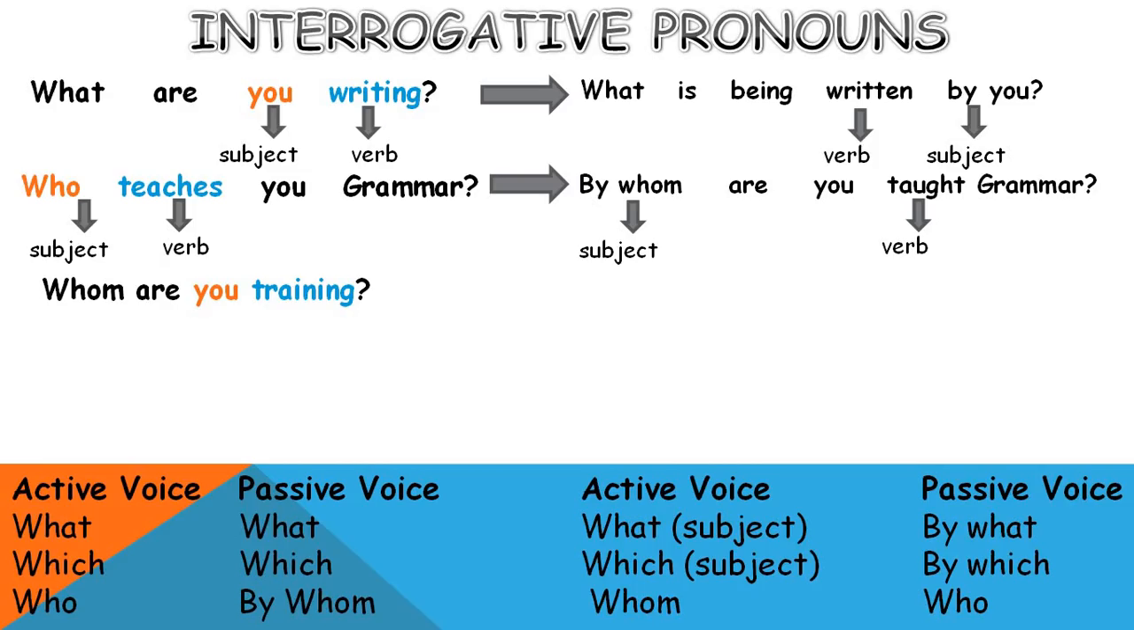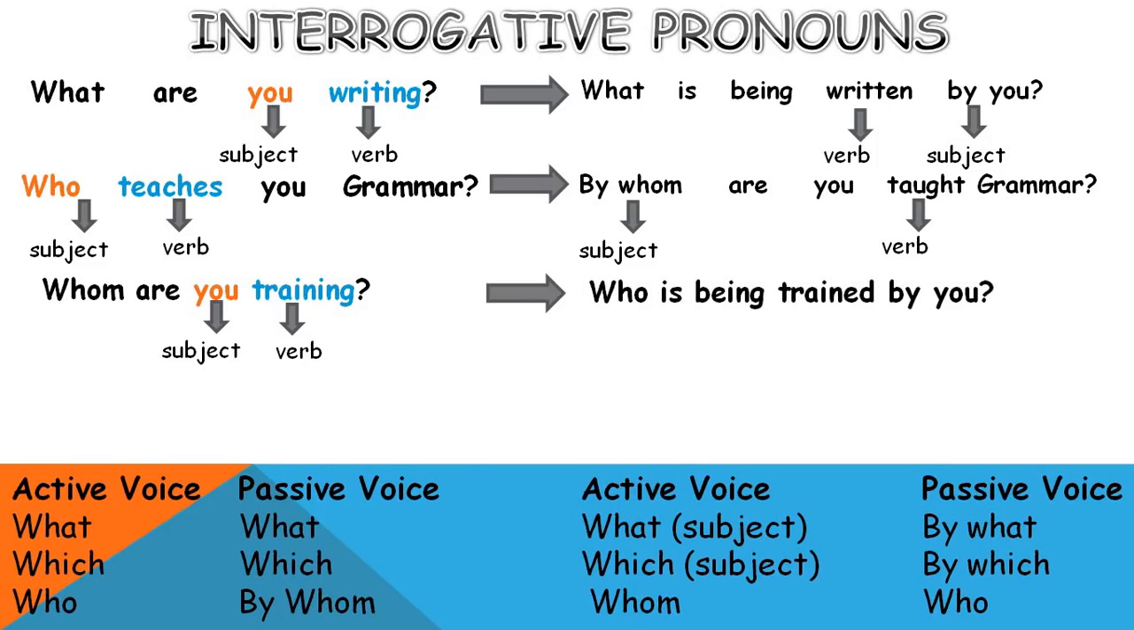Whom are you training? If you have whom as an interrogative pronoun, whom will become who. So here the subject is you and training is a verb. Who is being, is because it's a present tense. Being because again you have a continuous tense, training. When you have a continuous form of a continuous tense, you need to add being. Training will become trained. The past participle of train is trained. What is the subject here? You. So it will become by you.